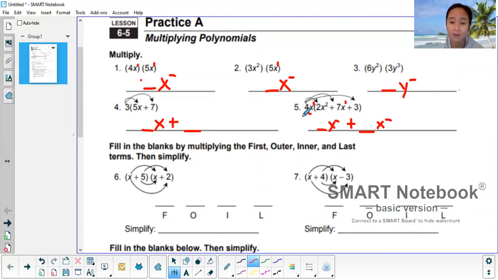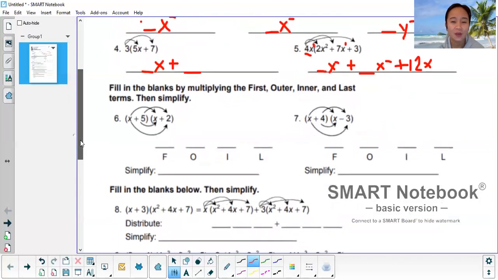Then for the last term, 4x times 3. 4 times 3 is just 12. Then since you only have that, oh, why did I write 12? You should solve it on your own. 4 times 3 is just 12, and then you just copy the x because you don't have any other x's. 3 doesn't have any x, so you just copy that x in 4x.